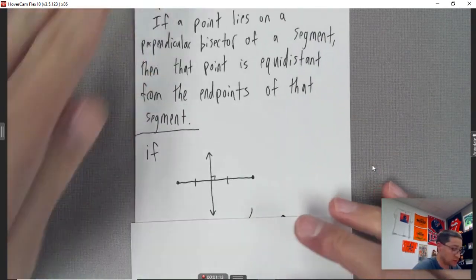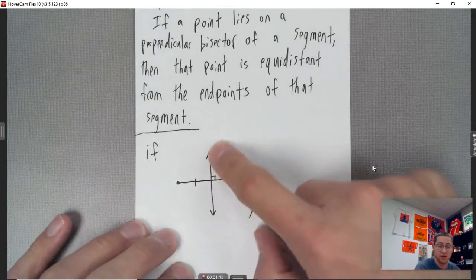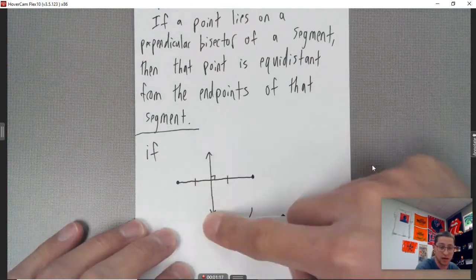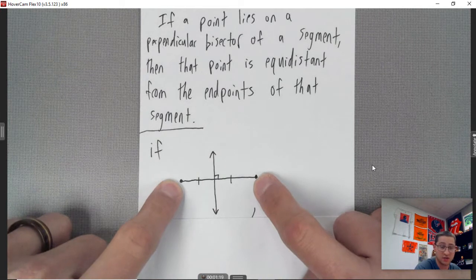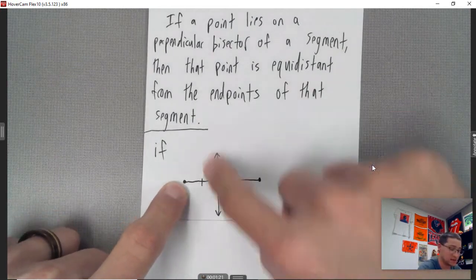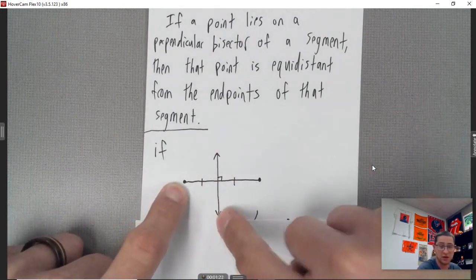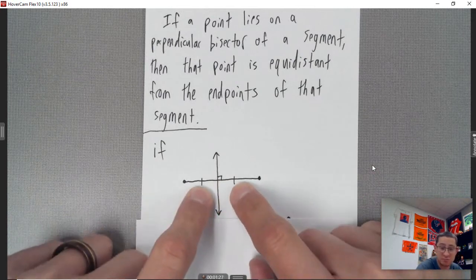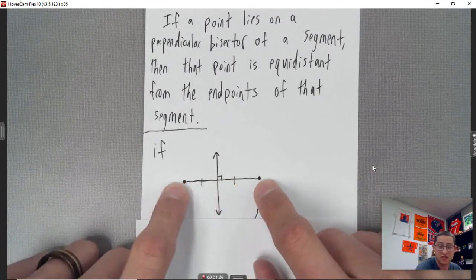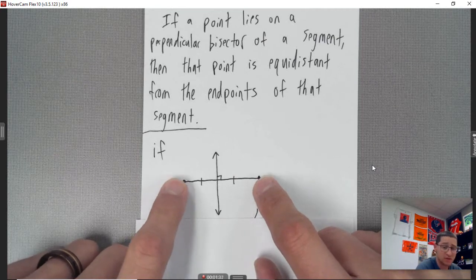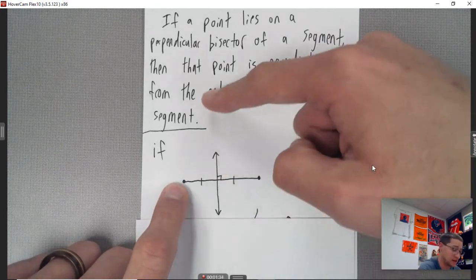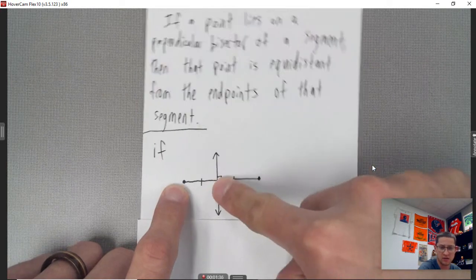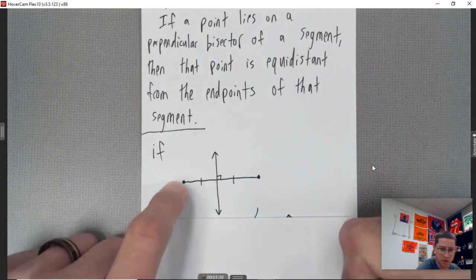So the first part is this. If we have a perpendicular bisector, now look at this segment right here. It's got two endpoints, and this line is my perpendicular bisector because it is perpendicular because of the right angle, and it splits that original line segment in half. So I have this line segment with two endpoints, and then in comes this line splitting it in half and causing a 90-degree angle, which is the perpendicular part.